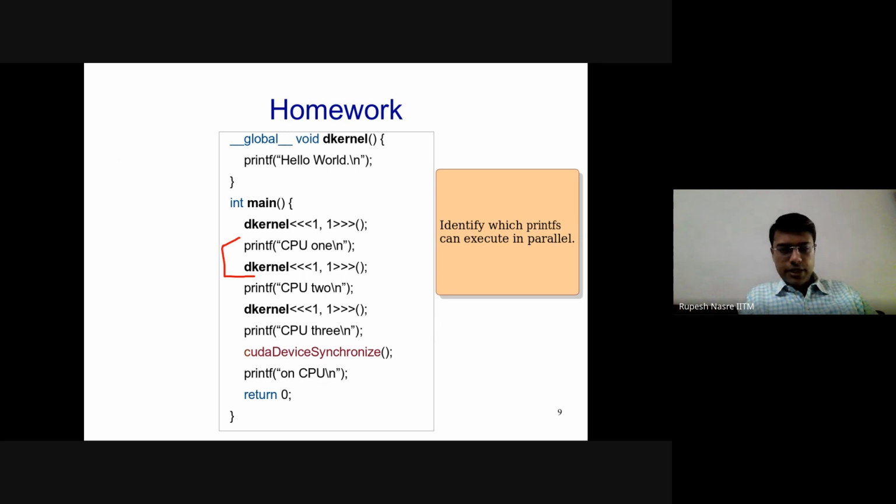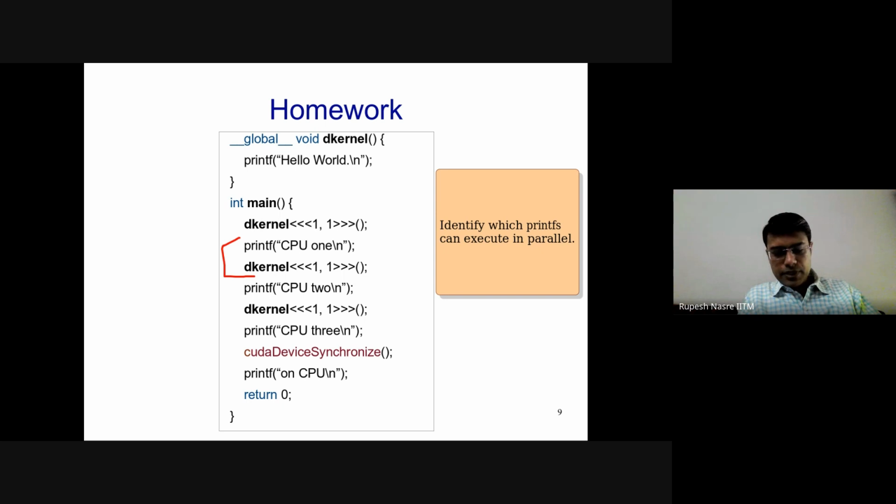these two parts. So we said that the printf CPU 1 is going to happen at some point in time, and after that there is D kernel, which is going to be an asynchronous launch on the GPU. So the question is, is it possible that CPU 1 happens in parallel with the second D kernel's hello? That is not going to happen, because until the CPU completely prints CPU 1, it is not going to go and execute the next instruction, which is the second invocation of D kernel.